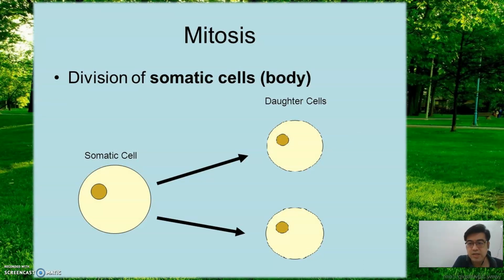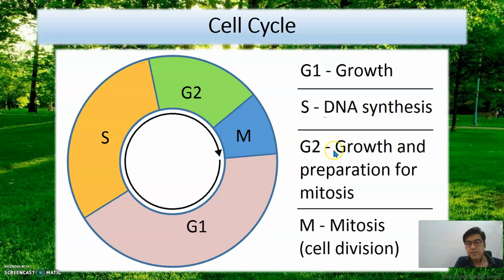In this slide, you can see that mitosis is the division of somatic cells, all the other cells except the sex cells. So one somatic cell, after the process of mitosis, will divide into two daughter cells. All right, so this is the cell cycle. This is like the lifespan of a cell. Each cell will go through four stages, starting with G1 here, then the S stage, then the G2 stage, and then the M stage.